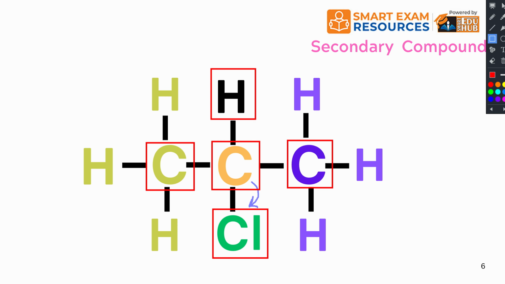But in general, you need to focus that the carbon atom that is attached to the functional group should only be bonded to two carbon atoms and to just one hydrogen. If this is the case, this kind of compound is a secondary compound, and the carbon atom is a secondary carbon atom, and it is a 2-degree compound.